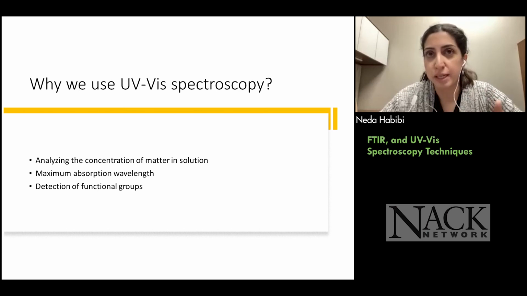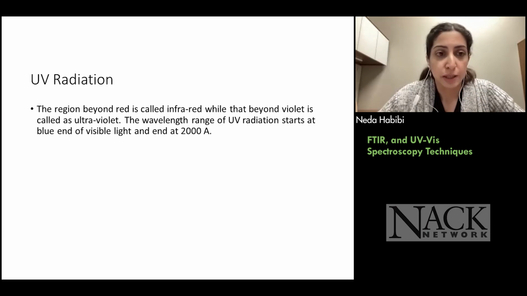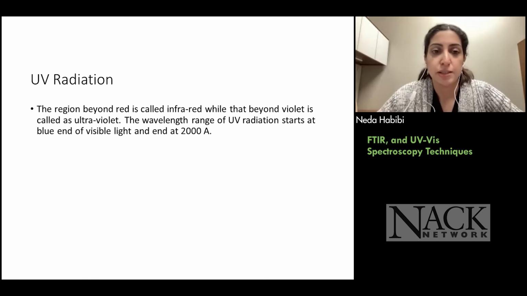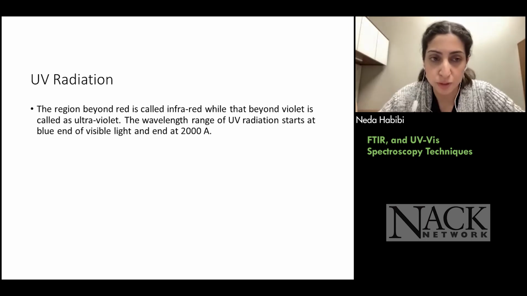But we can have a guess about functional groups, though it's not a very accurate technique for guessing chemical structures. For more accurate information, we can use FTIR and so on. So the UV radiation, which is the wavelength range of UV, starts at the blue end of visible light and ends at almost 2000 angstrom. So that's where we have the UV radiation.